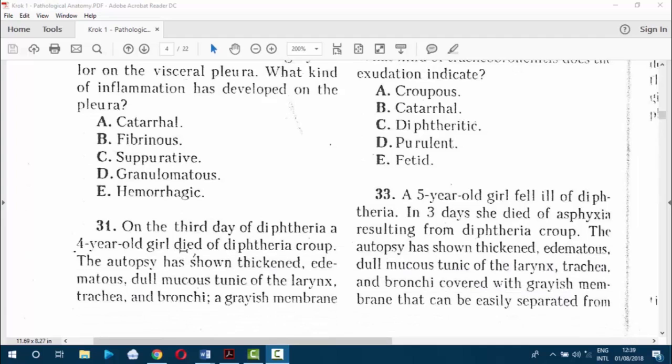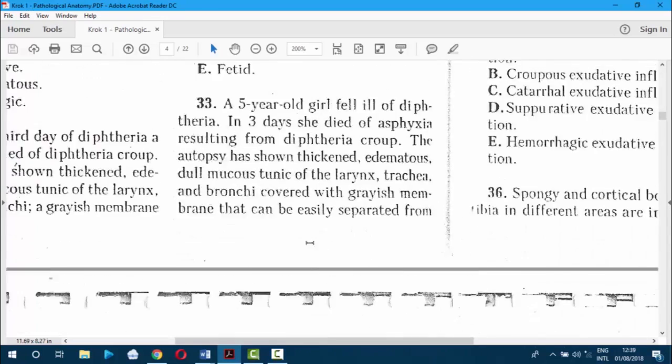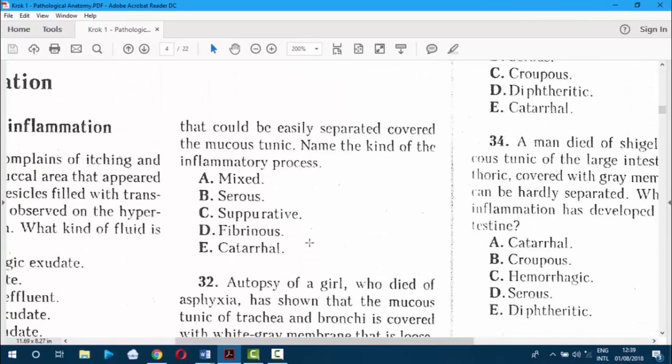31. On the third day of diphtheria, so you're talking about what? Fibrinous, okay. A 4-year-old girl died of diphtheria croup. The autopsy has shown edematous dull mucous tunic of the larynx, trachea, bronchi, and a grayish membrane that could be easily separated, covered the mucous tunic. Name the kind of inflammatory process. Of course, we are talking about fibrinous, so that's D.